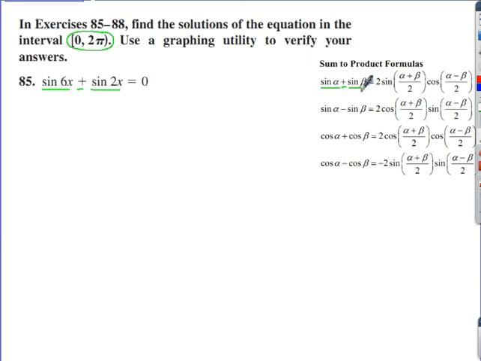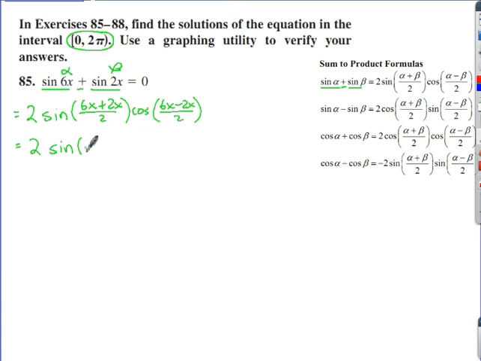So let's plug in. The 6x is our alpha, the 2x is our beta, and so let's just plug this whole thing in. So we have 2 sine, 6x plus 2x over 2, multiplied by cosine, 6x minus 2x over 2. Okay, so that's just using the sum-to-product formula. All right, let's simplify it a little bit. 2 sine, 6x plus 2x is 8x divided by 2, 4x. Cosine, 6x minus 2x, 4x divided by 2 is 2x.